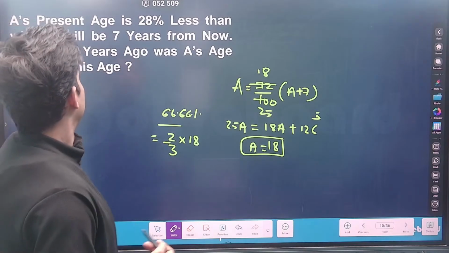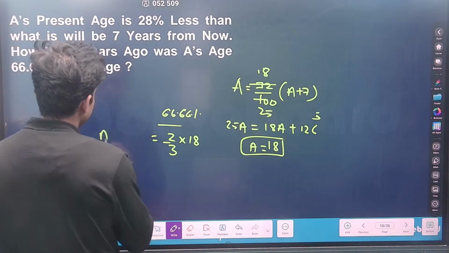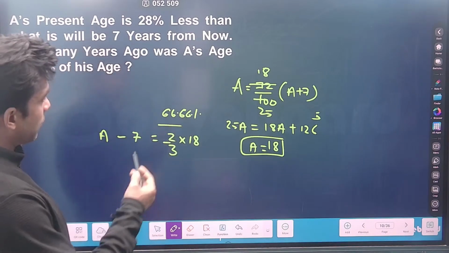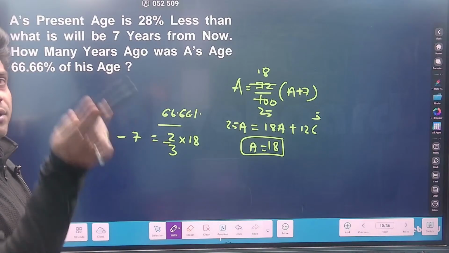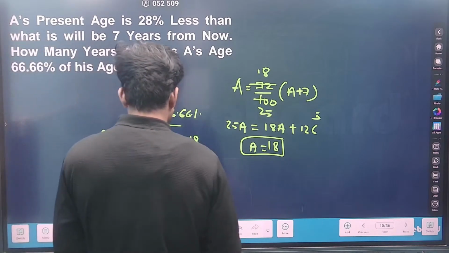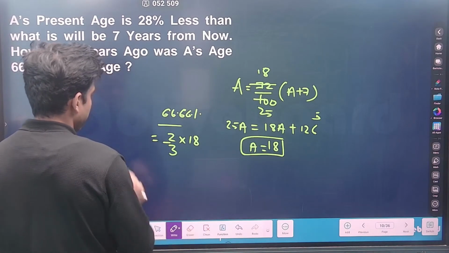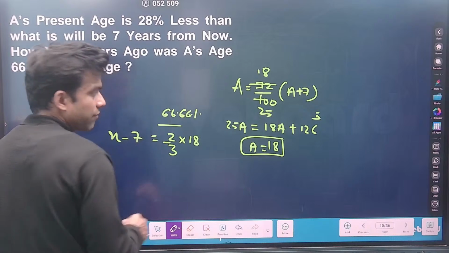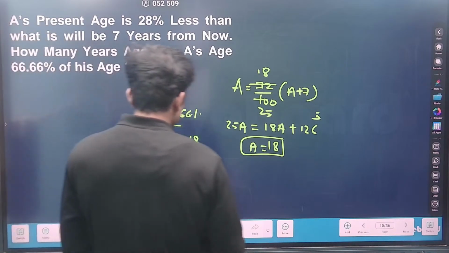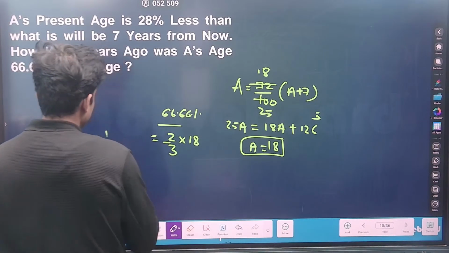Now, how many years ago was A's age? So, A's age will be what? 7 years hence now, because you are coming 7 years plus, so you need to go 7 years back. Correct. Or you can also say that if you don't know the age, you can write x minus 7. x minus 7. Same thing. If I just assume A, you can. Now see, what do you know? The value of A is given to me, which is 18 minus 7.